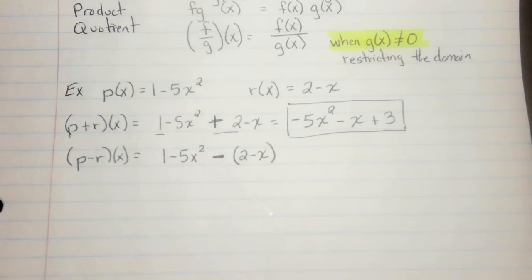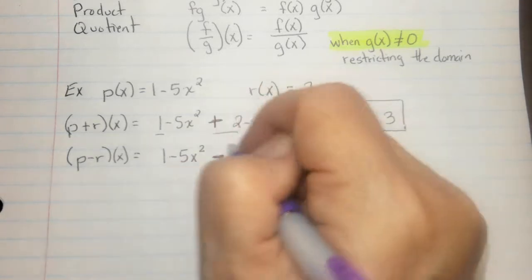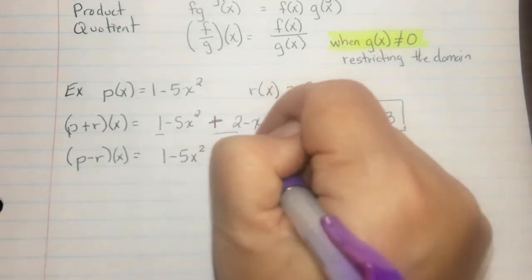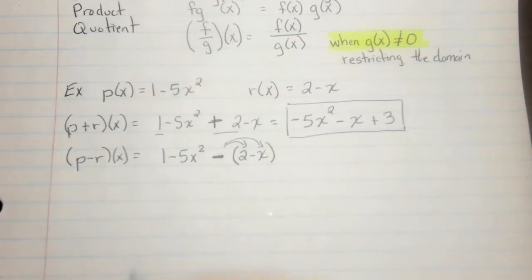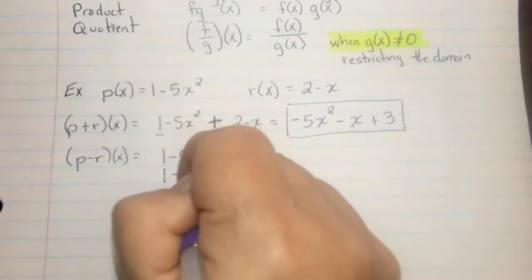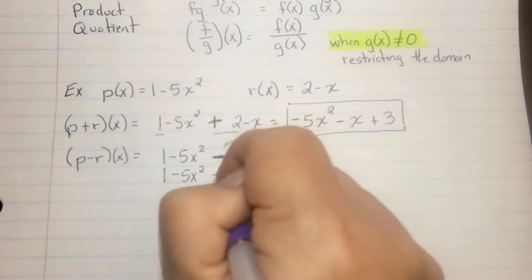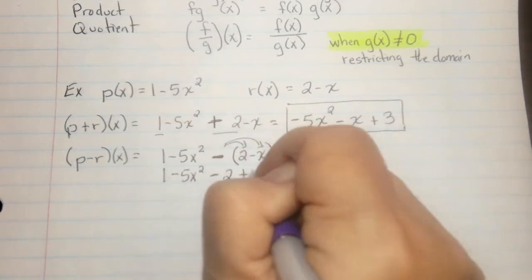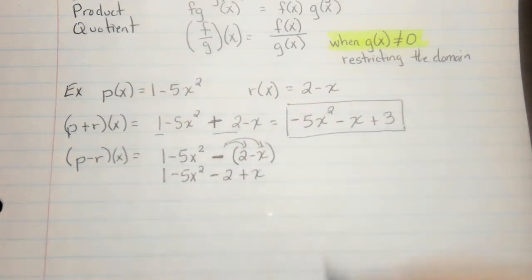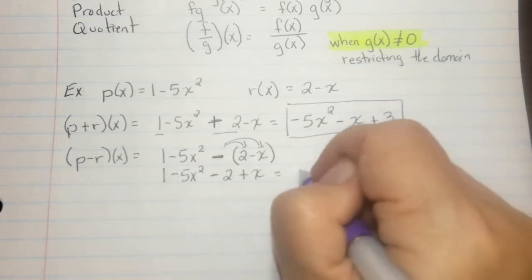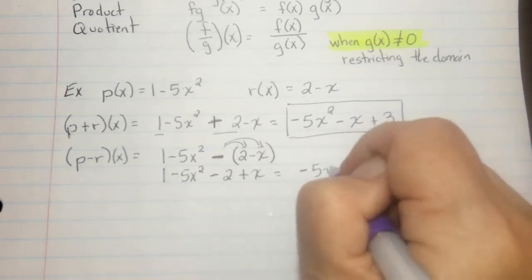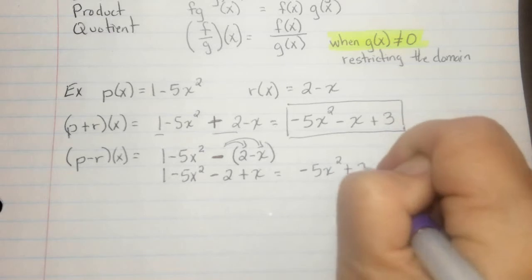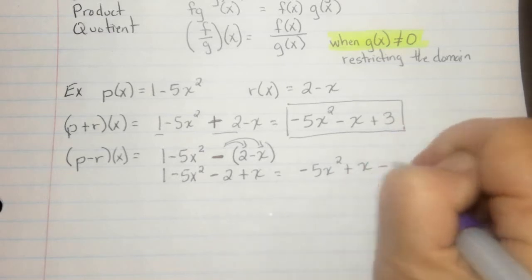So in addition, the parentheses are not important, but in subtraction, they are critical. So the first thing I'll do is distribute the negative, and I'll get 1 minus 5x squared minus 2 plus x, and then I will write that in descending order, negative 5x squared plus x minus 1.